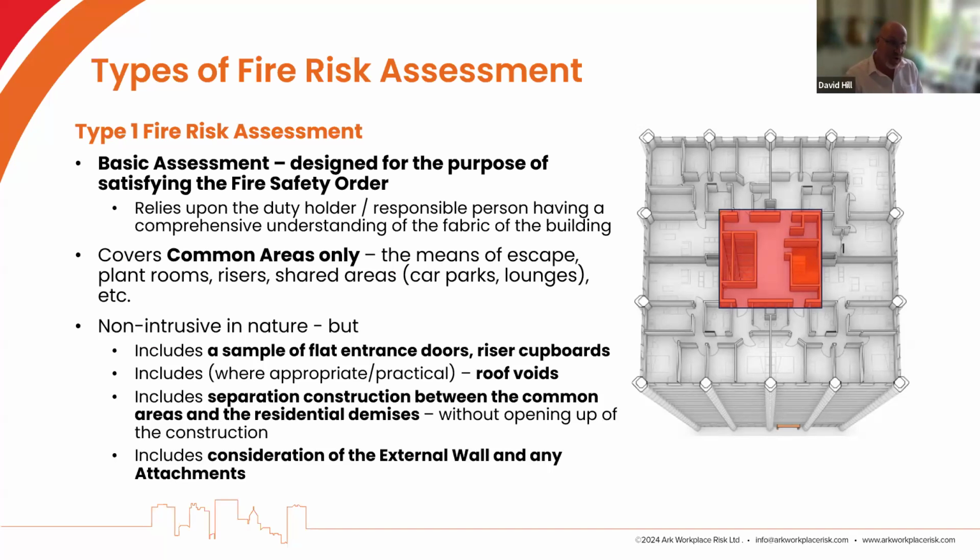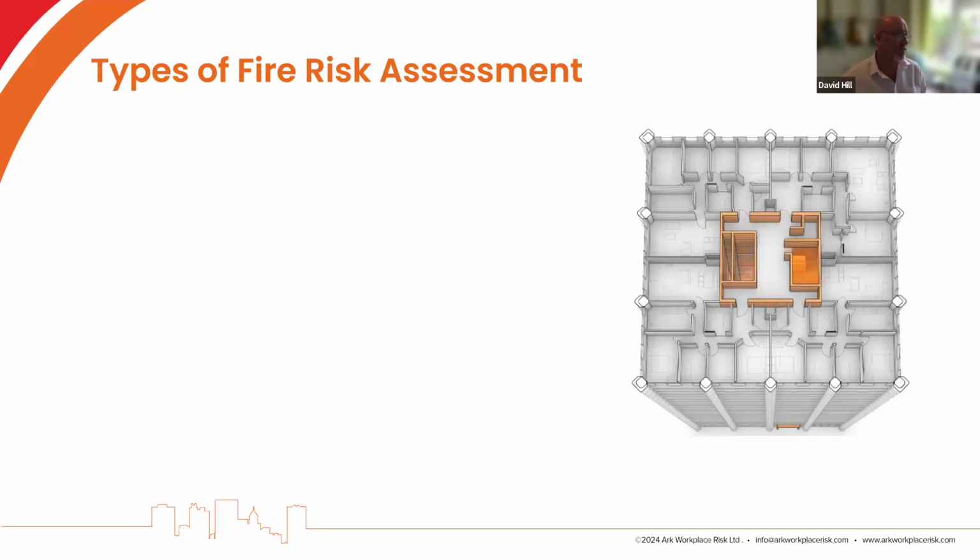It is non-intrusive in nature, but it does include looking at a sample of the flat entrance doors and riser cupboards. It includes access, where possible, to roof voids, and it should include the separation construction between the common areas and the residential blocks themselves. But we don't need to actually undertake any opening up works. And of course, it must include a consideration of the external wall and any attachments. So that's a typical type one assessment.